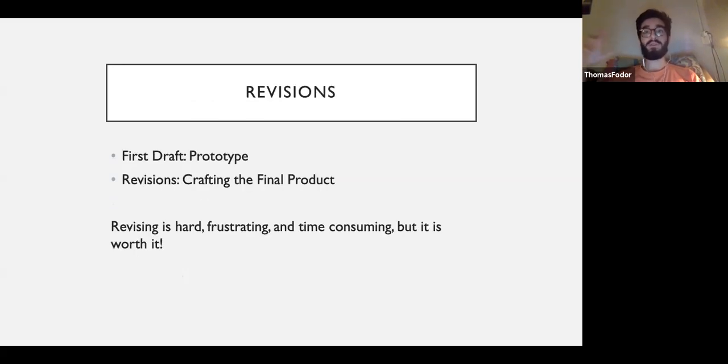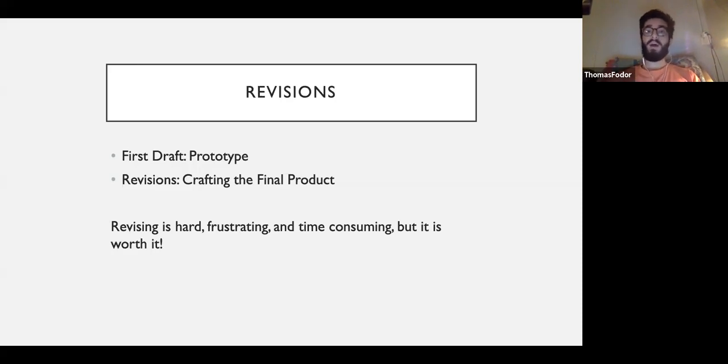Now remember, your first draft is your prototype. This is a proof of concept where you're looking at all the ideas you have and you're seeing, does this work on paper? Now the revising process is all about crafting that final product. You have the prototype. At this point, you're making the requisite changes in order to make it a final product, something that you can put on the shelf and give out to colleges as a college essay.